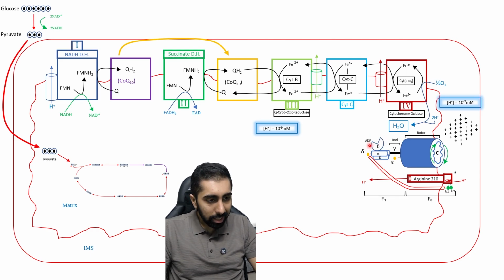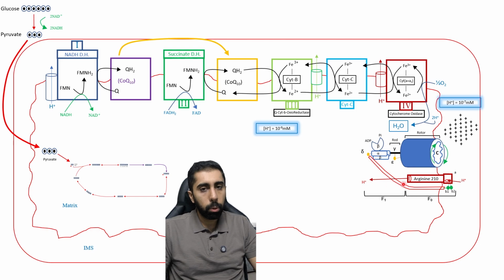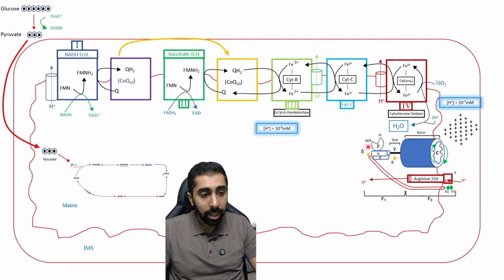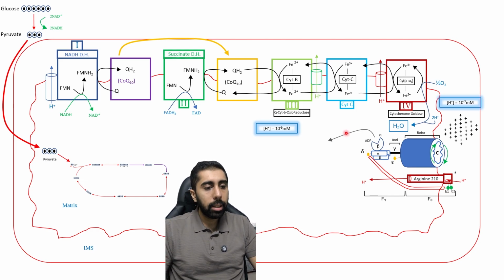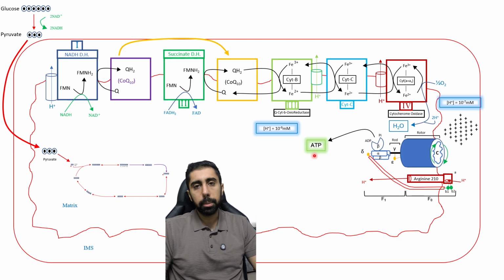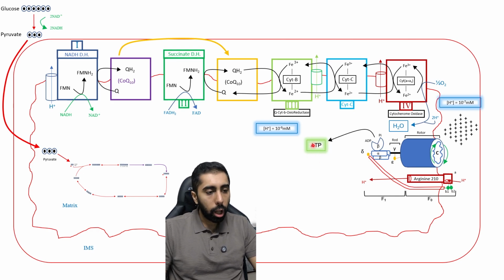On this side it has ADP, and on this side it has a phosphate group. Whenever arginine moves, it helps to start the rotor. When the rotor starts, it rotates the rod and then the beta sites. And whenever it starts to rotate, ADP and Pi move close to each other, stick together, and produce ATP. And this is what we call oxidative phosphorylation.